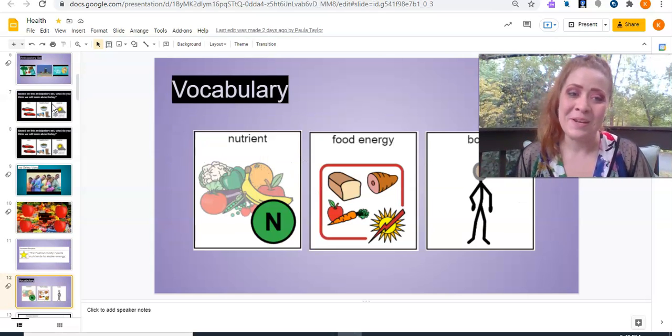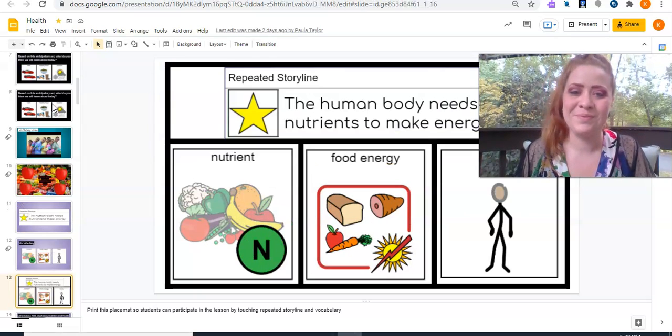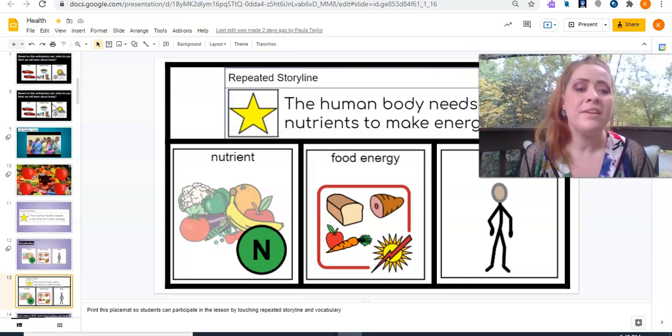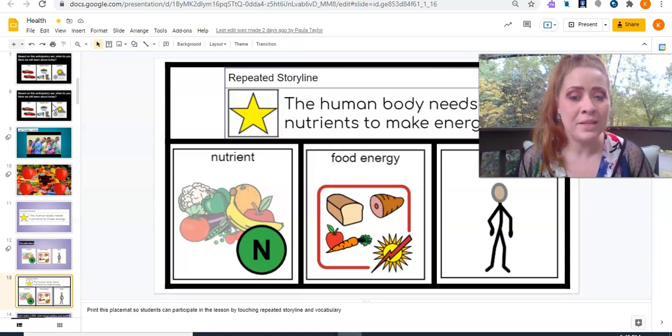Here's the vocabulary that I mentioned earlier. Every lesson will have vocabulary. Here's an example of a placemat. A placemat is just one tool that some of us use in our classroom that allows students to interact with the repeated storyline as well as the vocabulary during the lesson.